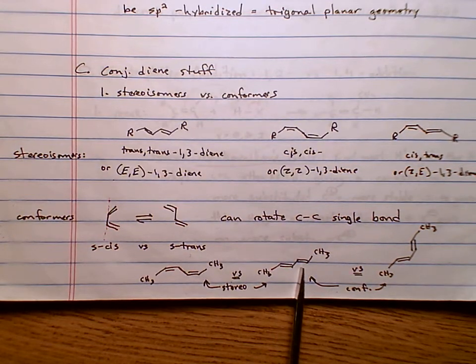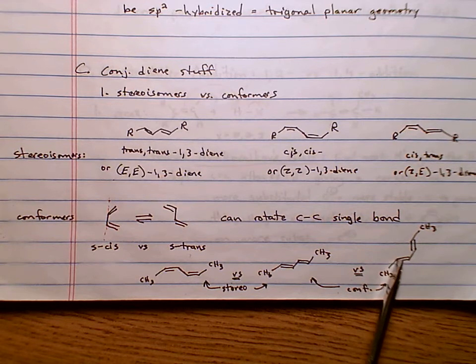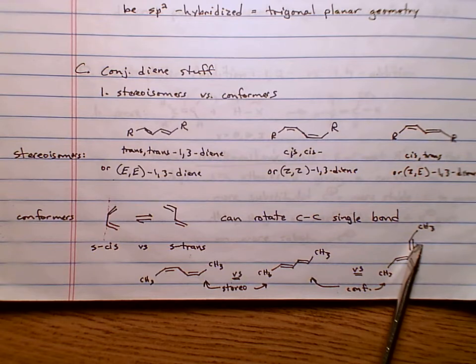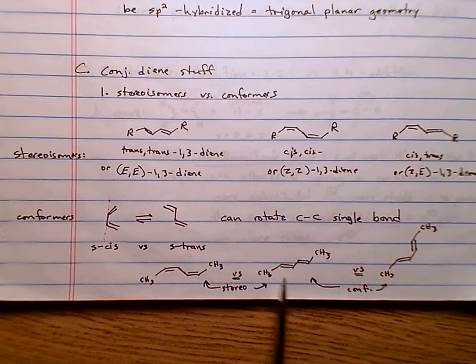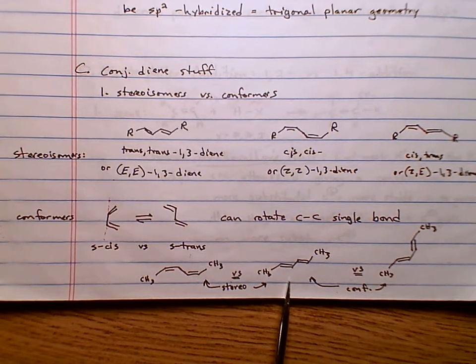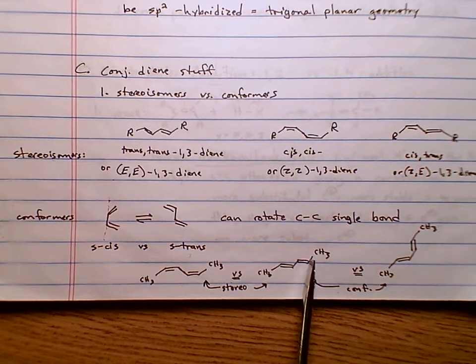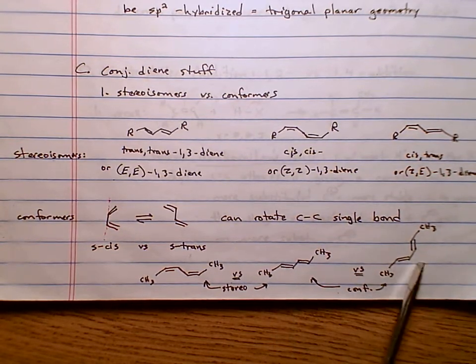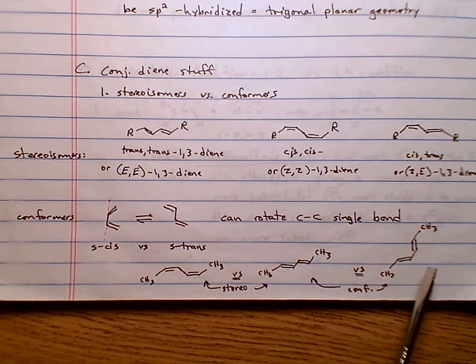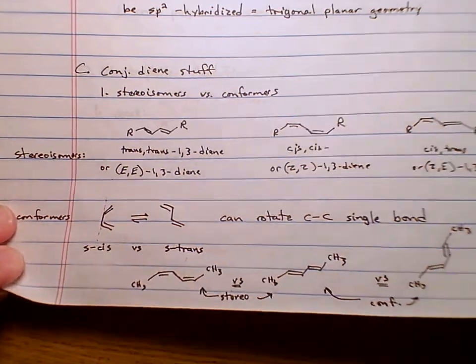Well, this is trans and trans. What's this one? Well, if we look closely, this is trans, and this one's trans. This is also trans-trans. Therefore, these two are just the same. These are the two conformations. This is the s-cis conformation. This is the s-trans conformation of the same molecule. Don't believe me? Get your molecular models out. Build this one, and then you can see just with one rotation of the single bond, which can rotate, you can flip one to the other. They're just different conformations of the same molecule.